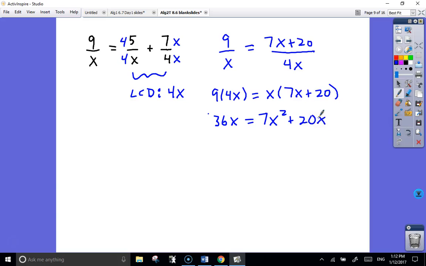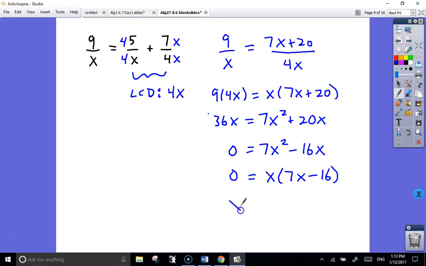Okay. So what kind of equation is this going to be? It's quadratic. So we need to get everything on one side, 0 on the other. Subtract 36x from one side, 7x squared minus 16x. Is it factorable? Yes, it is factorable. What kind of factoring? It's the greatest common factor, right? What is the common factor between those two? Take out an x. So x times 7x minus 16.